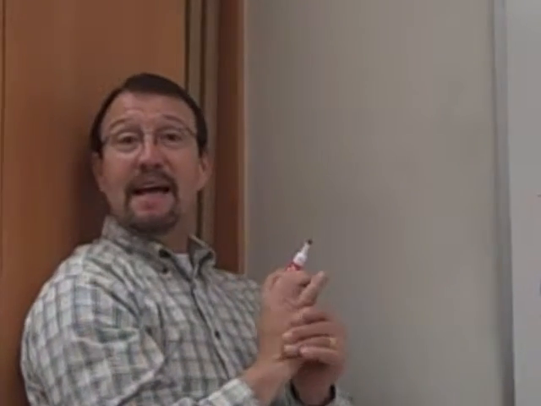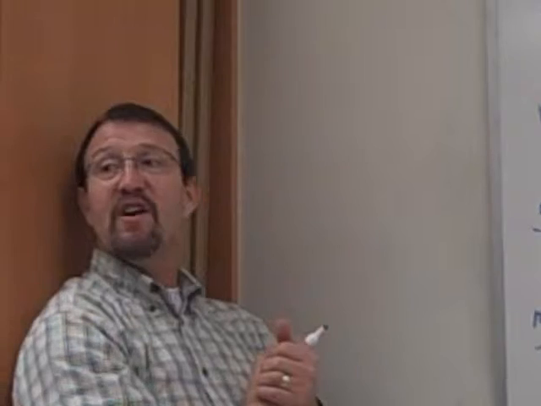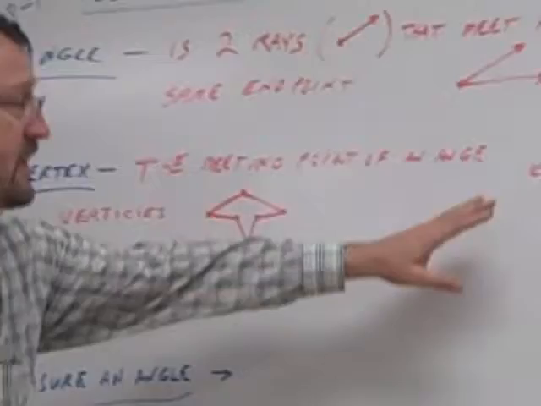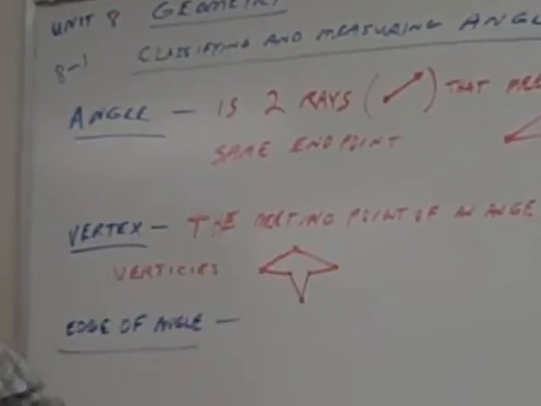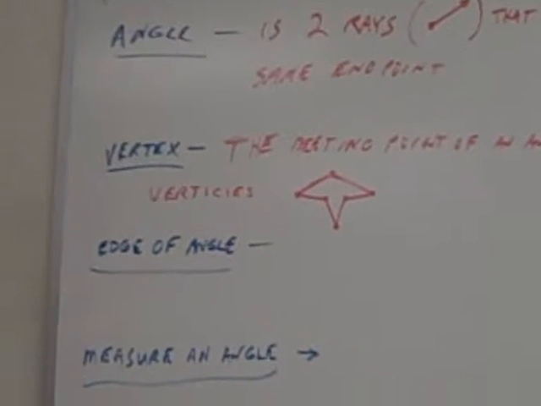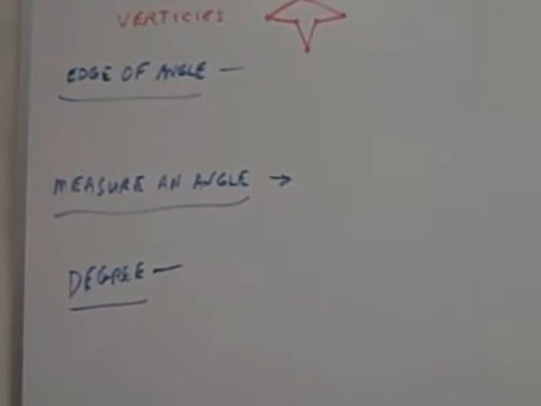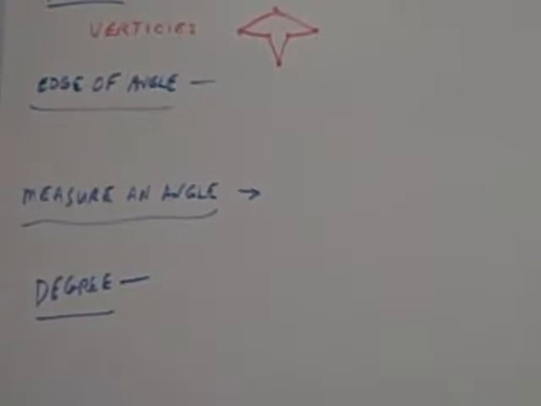You can have vertices or vertex in solid figures, in our quadrilaterals and our triangles and things. So don't just think it's in open angles. Anywhere where two lines meet is a vertex. And you'll be using that forever and ever. Amen.